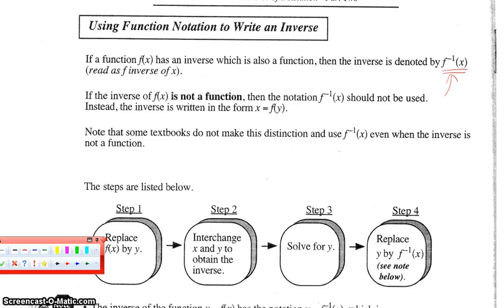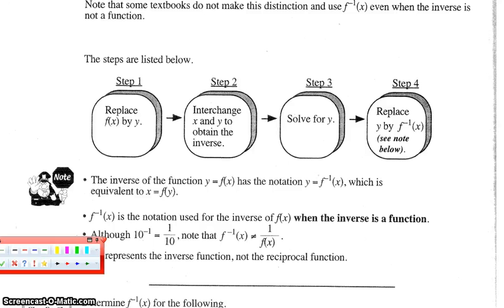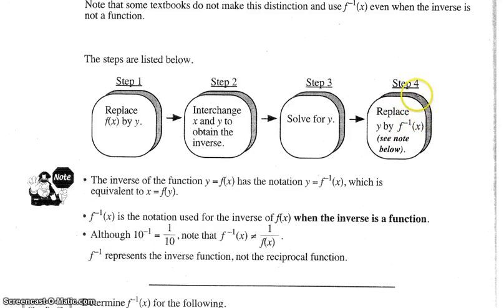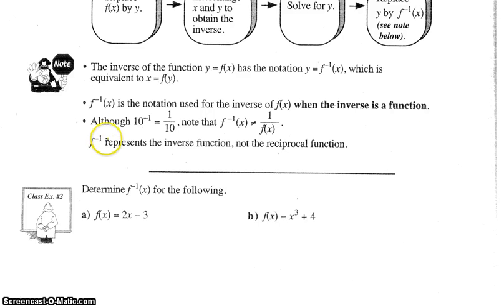Let's take a look at some steps. This just reviews the steps. We added one more step here, and that's to check and see if it's a function at the end, and if the inverse is a function, we use this notation. Please note that the negative 1 exponent does not mean 1 over f. It's not really an exponent. It's a symbol is what you want to view that as.